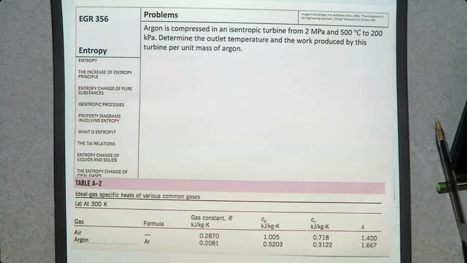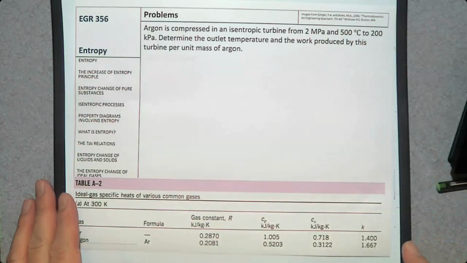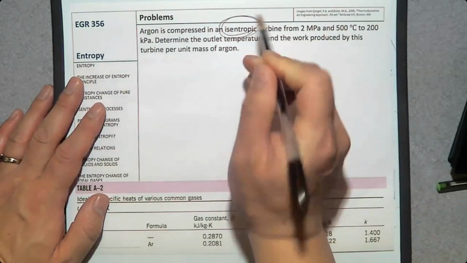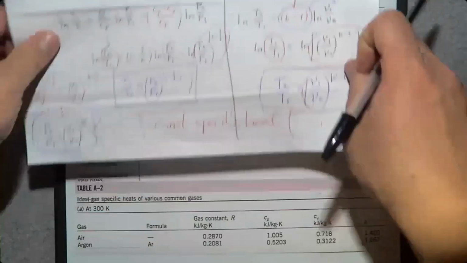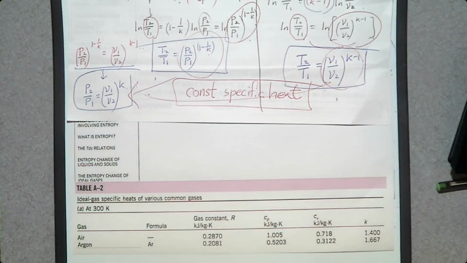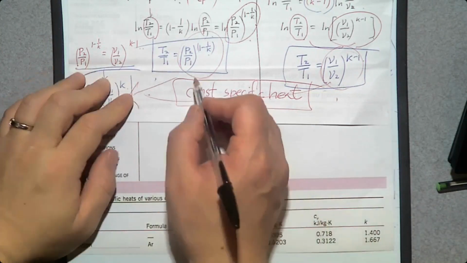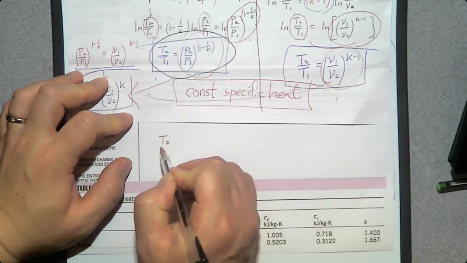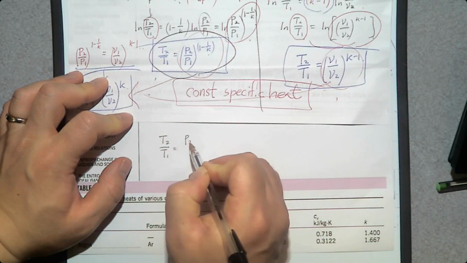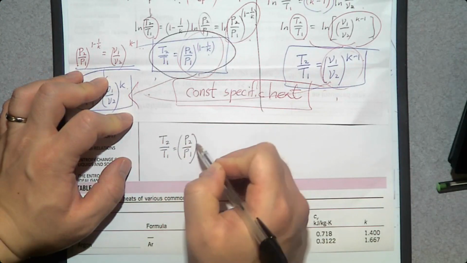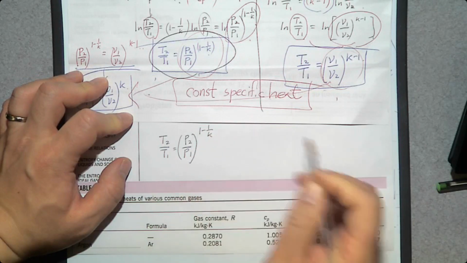We can do that. How can we do that? It's an isentropic process. If you have an isentropic process, you can use these three equations. We know how much pressure changes between the inlet and the exit of the turbine, and we know the initial temperature. Can you determine the exit temperature? Yes, you can. The equation that we are going to use is T2 over T1 is P2 over P1 to the power 1 minus 1 over kappa.